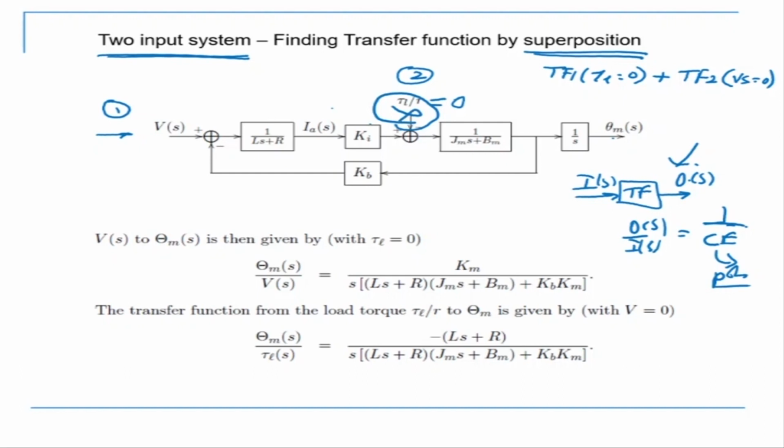So basically I just multiply all these blocks together, and then it is GS by HS. Please refer to the previous lecture. So this is my GS by HS kind of, and it will become GS divided by 1 plus GSHS.